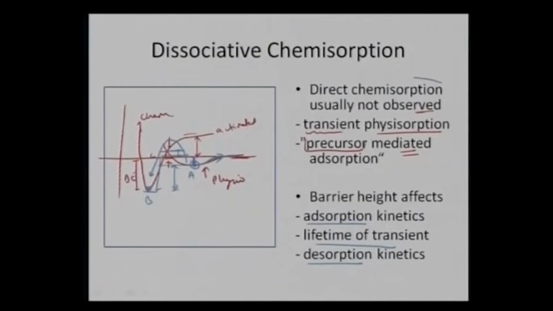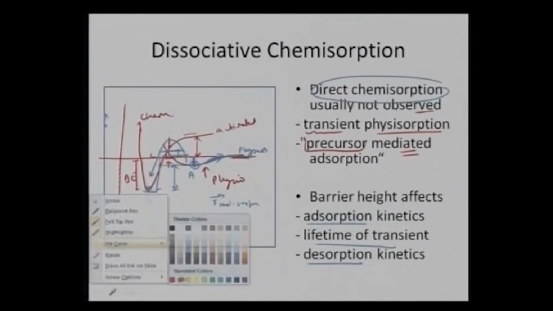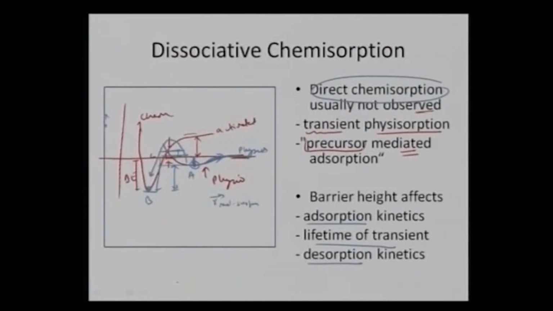So generally we see that direct chemisorption does not occur. This is the potential here, and this is the overall distance of the molecule-surface interface. So in this particular case, the molecule first has to go under physisorption, and then it has to cross this barrier at this particular junction, and then come to the chemisorbed state in order to lower its energy.